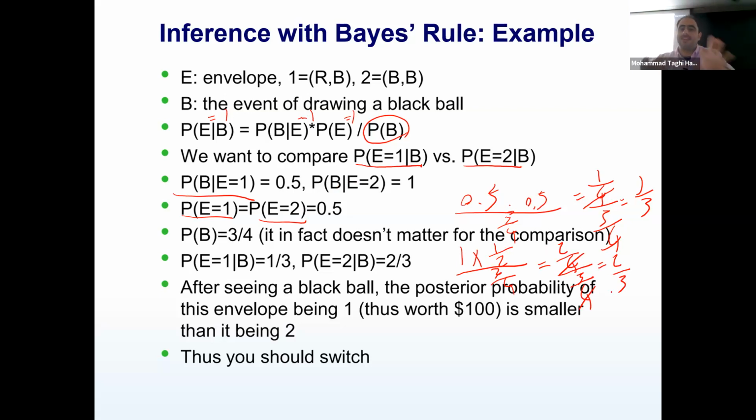So you see, from the past history and the information, we could compute something. And this is money, of course. It is important that you compute it because you can potentially win $100. This is some kind of lottery. If you do smart things, then after you see the black ball, the probability that this one is the good one is less than the probability that it is the bad one. It means that you should switch.